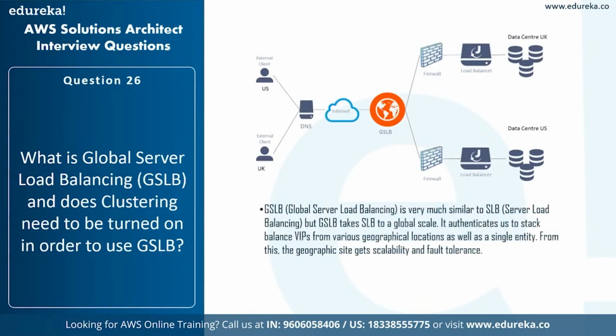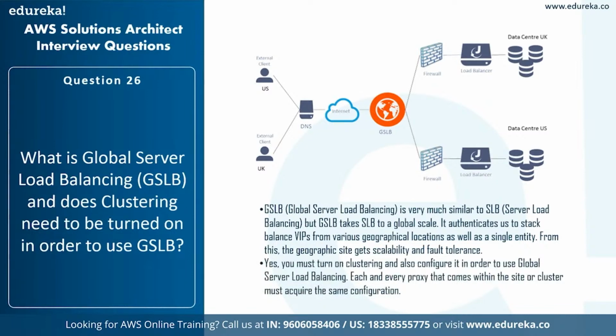Now the GSLB, or global server load balancing, is very much similar to SLB, which is server load balancing. But GSLB takes SLB to a global scale. It authenticates us to stack balance VIPs from various geographical locations as a single entity. From this, the geographic site gets scalability and also fault tolerance. Now you must turn on clustering and also configure it in order to use the global server load balancing.